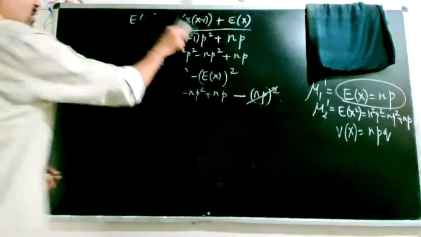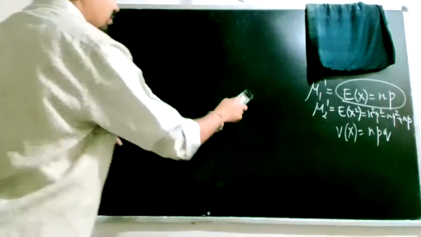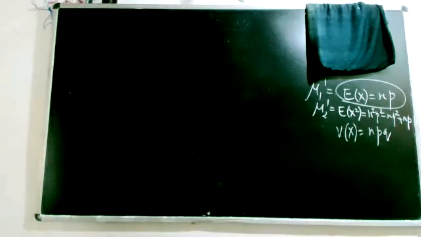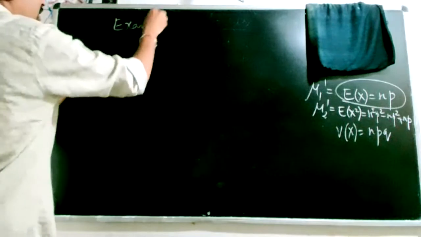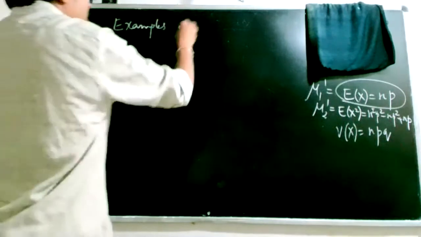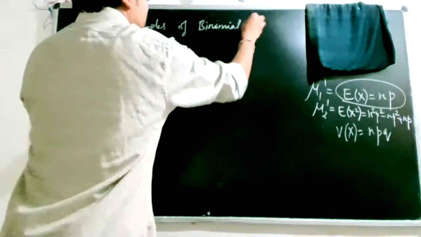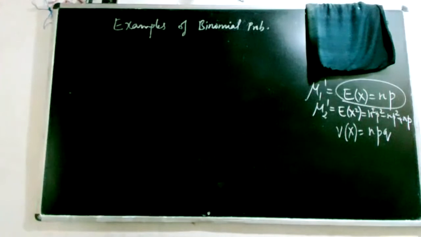Up to computation of beta 1 and gamma 1 can be asked. So we'll look into that. Before that, we'll look into some examples of binomial distribution and binomial variable, and then we'll proceed. Examples of binomials. We'll look into some numerical problems, and then we'll look into the derivation of moments.